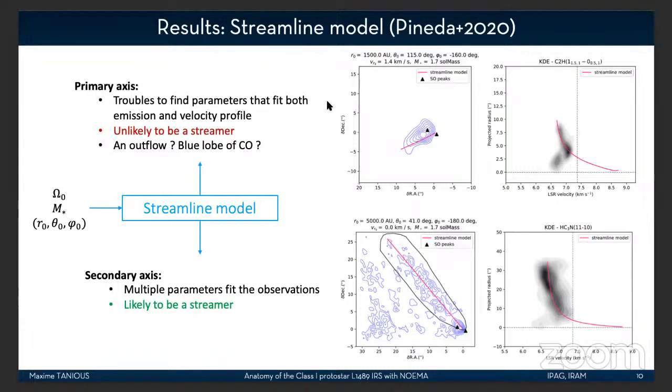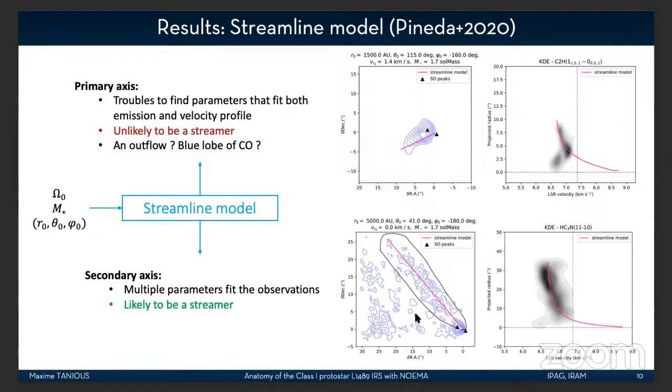We used the streamline model that was implemented by Jaime Pineda and collaborators in 2020. And basically, this model is taking as input the initial angular velocity of the cloud, the mass of the central object, and the initial position of the gas particles that will fall onto the central object using freefall motion. And so you have the results here.